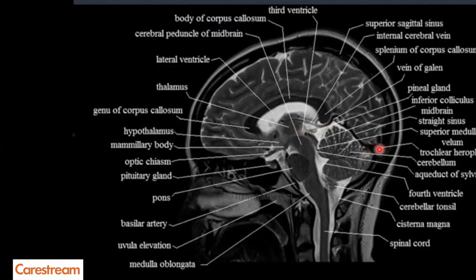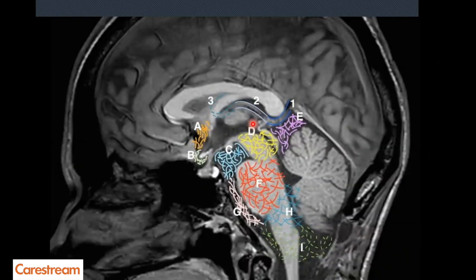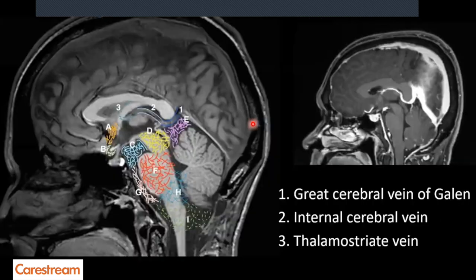Here you can see the confluence, the torcula herophili, the one which is looking dark, a flow void. Here we can see another linear flow void, which is the straight sinus. This vascular structure, seen as a hypointense band, is the vein of Galen. So when you see a pediatric age group vein of Galen malformation, this is where you are looking. This is your internal cerebral vein, which is important when you are identifying cases of ICV thrombosis. So a few more images and a little bit of revision.